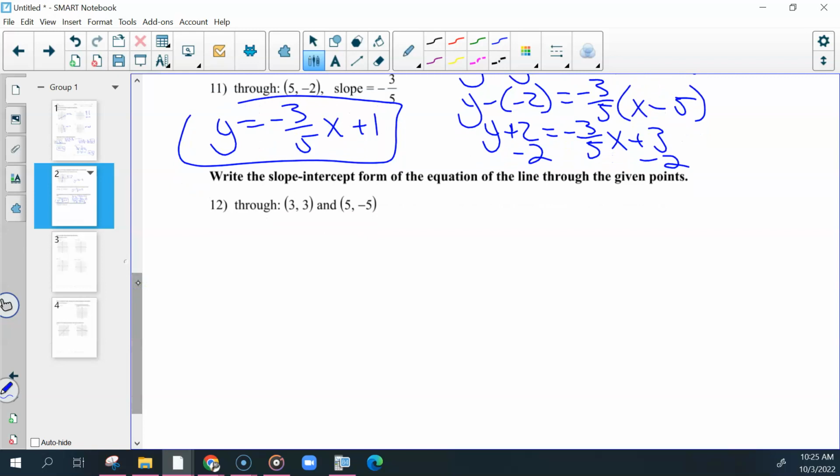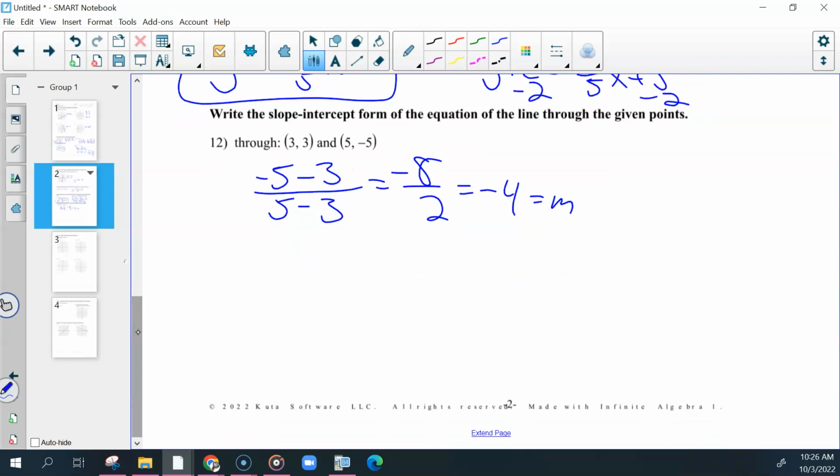Number 12 was similar, except you had to find your slope first. -5 minus 3 over 5 minus 3 gives us -8 over 2, which gives us -4. Find your slope first, then use either of those points in this format. A lot of you used this one if you did this work. So y minus 3 equals -4 times x minus 3. And then distribute.